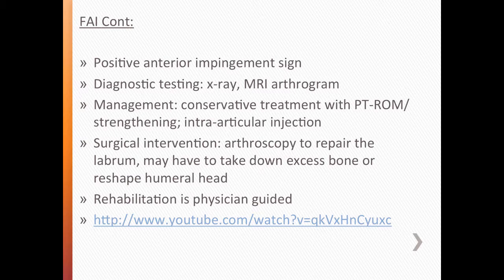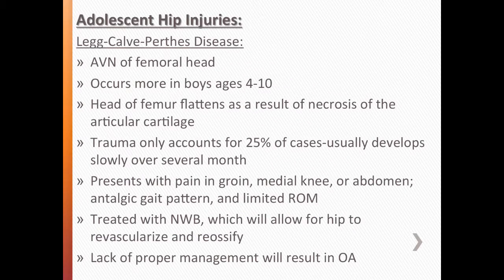So our management starts off with conservative treatment, physical therapy for range of motion and strengthening. Often they'll do an intra-articular injection, and then surgical intervention where they do an arthroscopic repair of the labrum. They may have to take down excess bone off of the femoral neck or reshape the humeral head or take bone off of the acetabulum. And then rehabilitation afterwards is really physician guided. And then there's another YouTube video that you can watch.